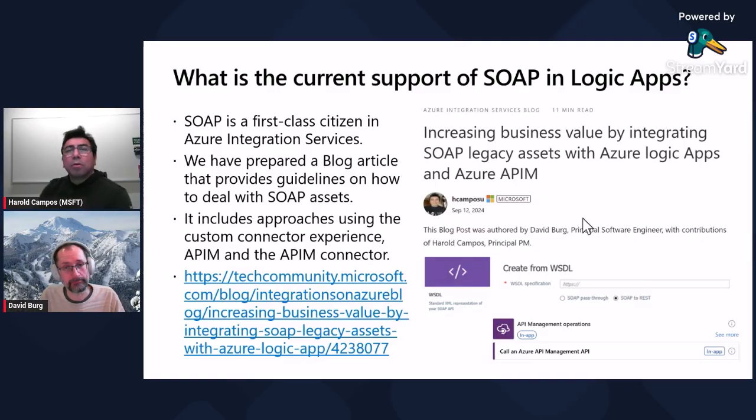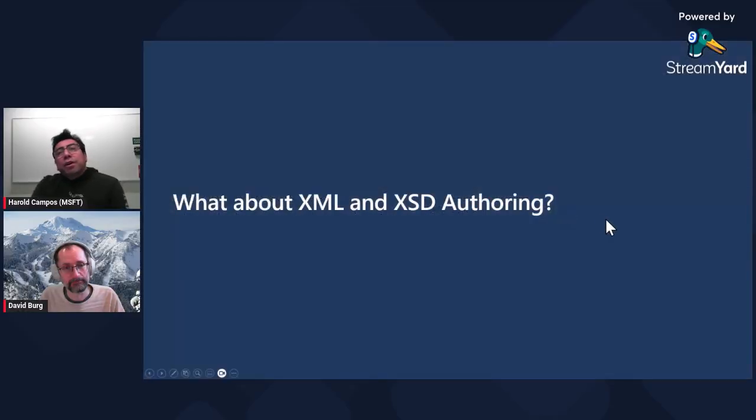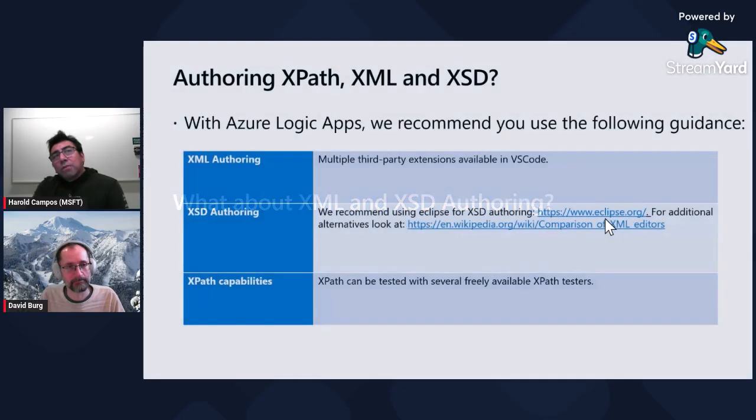Absolutely. Thank you, David. So what about XML and XSD authoring? Well, we spoke about XML. Now, with XML, you have schemas. You have to deal with the schemas. There are three areas that we have identified as critical or relevant for customers dealing with XML. One, XML authoring. The next one, XSD authoring for schemas, and then XPATH capabilities.